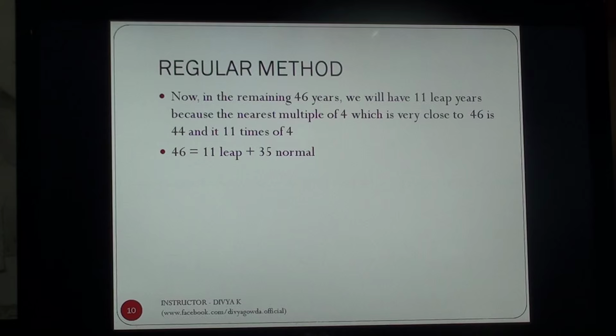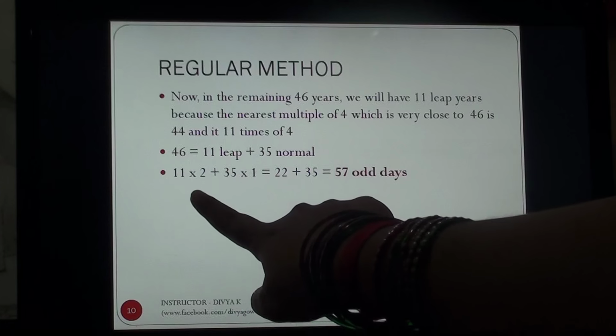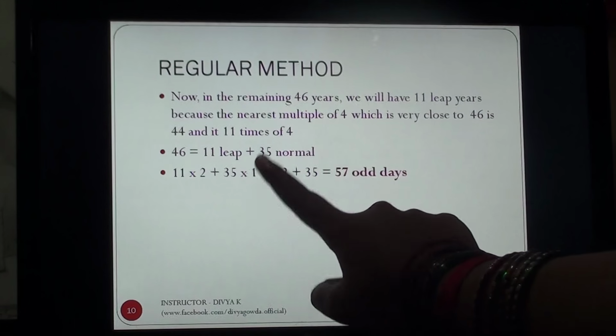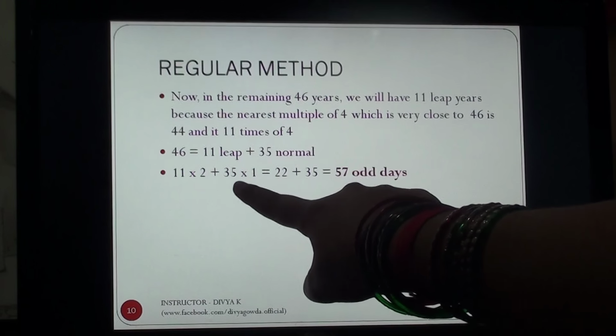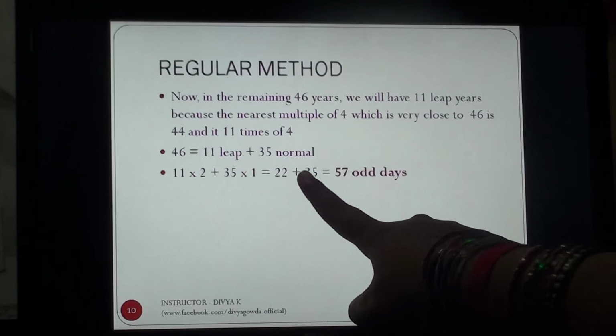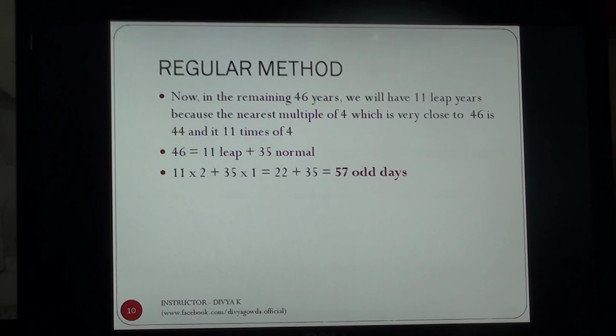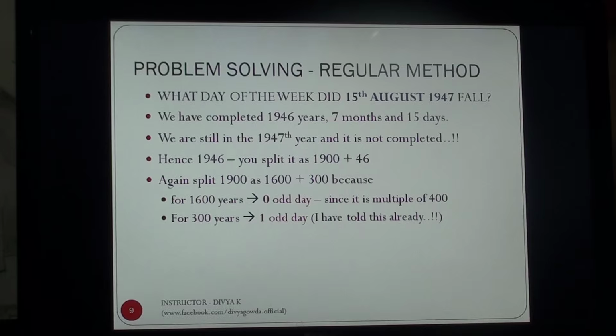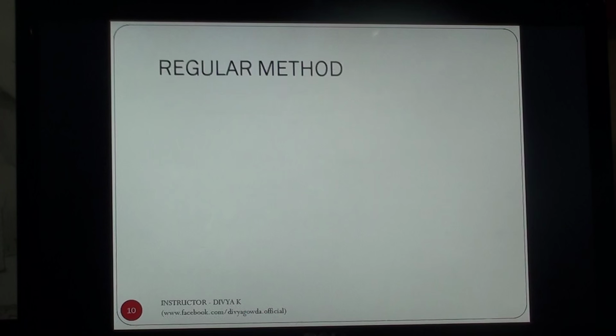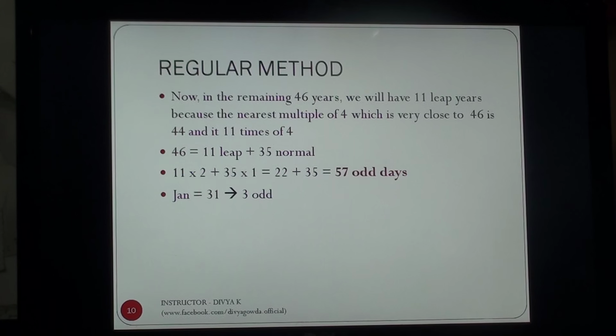And as I have already mentioned, any leap year will have 2 odd days, and any normal year will have 1 odd day. So from 11 leap years we get 11 2s are 22, and from 35 normal years we get 35 1s are 35. When you add 22 plus 35, we get 57 odd days. So you have to remember it. You have to remember the previous slide. Here we have got 0 odd days, 1 odd day, and this value 57 odd days.